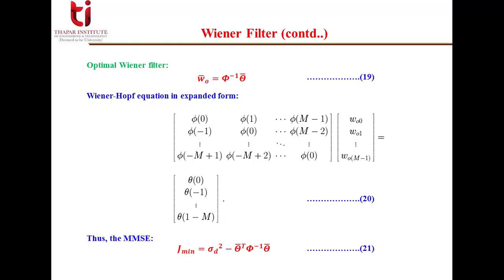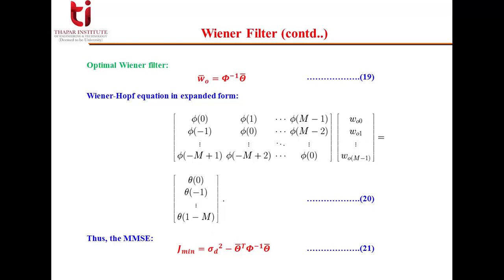So thus we can say that for the minimum mean square error, by keeping this value of optimal tap weights, we can find this equation number 21, which is nothing but representing the minimum mean square error, that is MMSE. And if you find the dimensionality of this matrix phi, that will be nothing but an M cross M matrix.